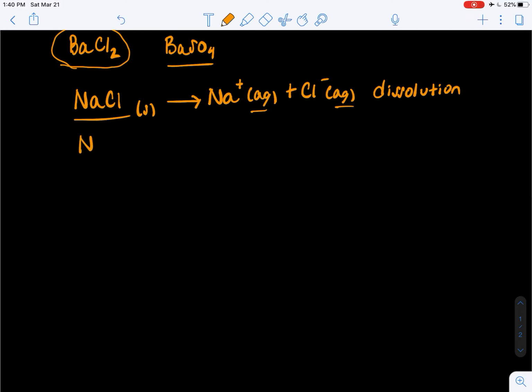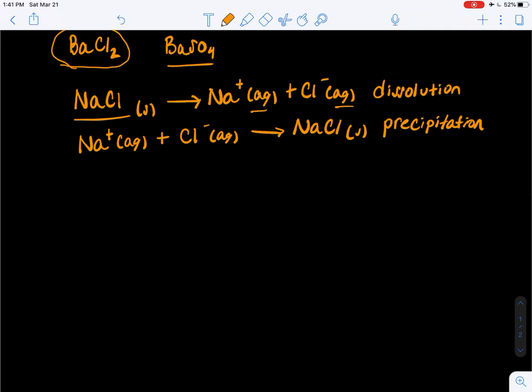When we're going from ions to a solid, we call this precipitation. So it's possible, for example, to do this reaction 1 by taking some crystalline sodium chloride, adding it into a beaker of water and allowing it to dissolve.